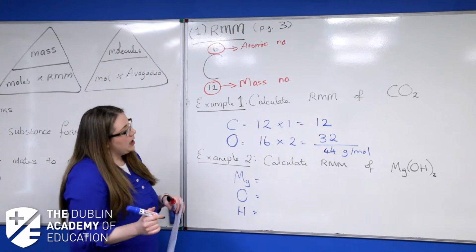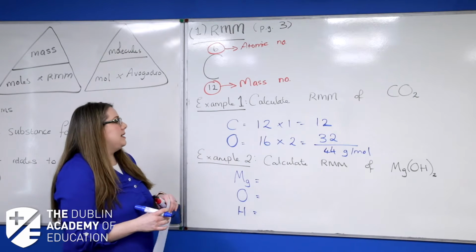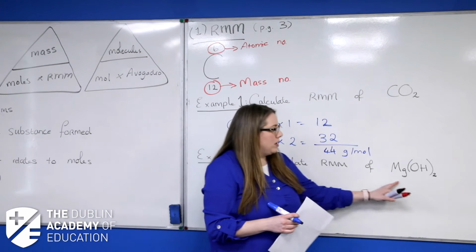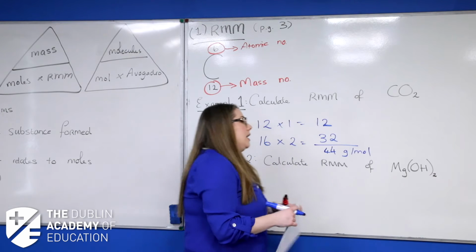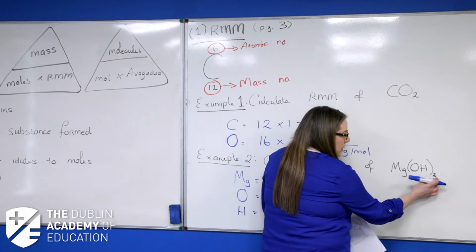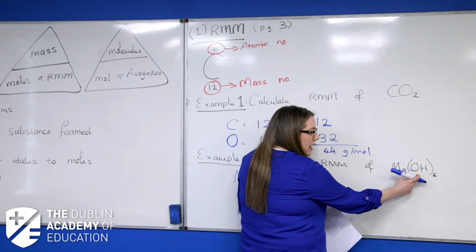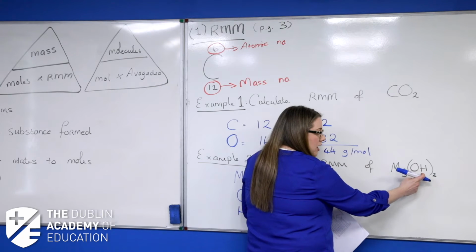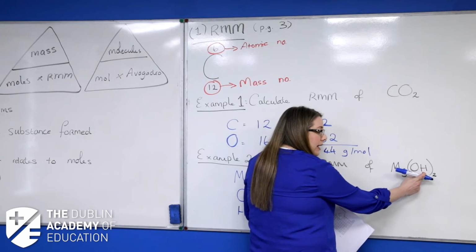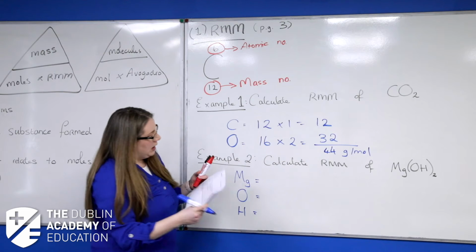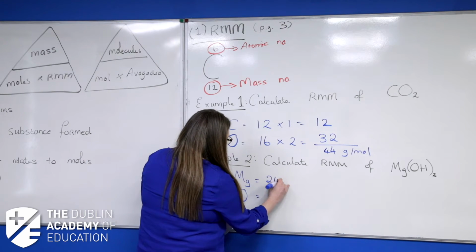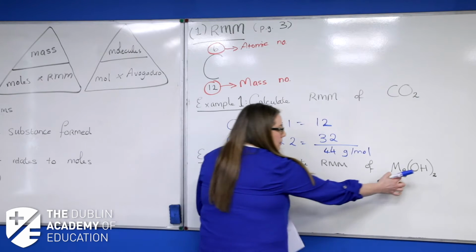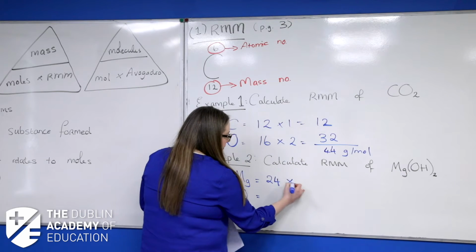Next one. Relative molecular mass of magnesium hydroxide. Now these ones are a little bit more difficult, where you've got brackets and a number outside the bracket. That 2 multiplies everything inside the bracket by 2. So there's 2 oxygens and there's 2 hydrogens. And let's look at magnesium. So it has a mass of 24. There's 1 magnesium, because there's a 1 there.